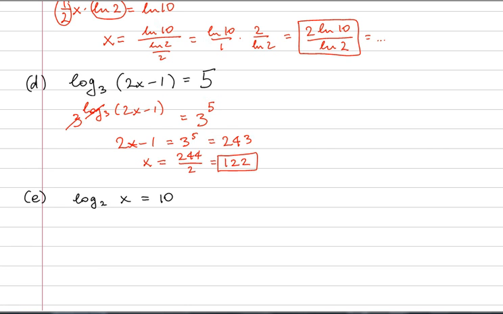The next problem is really the easiest one. What we do is just do 2 raised to the log base 2 of x, equals, that's 2 to the left hand side equals 2 to the right hand side, so 2 to the 10. 2 and log base 2 go away, and we just have x equals 2 to the 10, 1024.